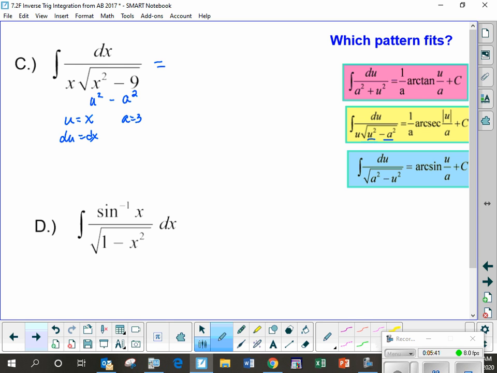And I'm going to have 1 over a arcsecant or secant inverse of absolute value u over a, so let's keep that x positive, plus c.